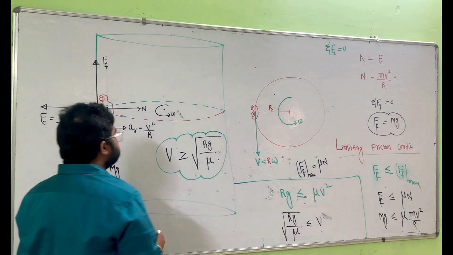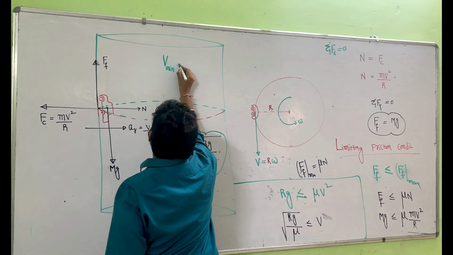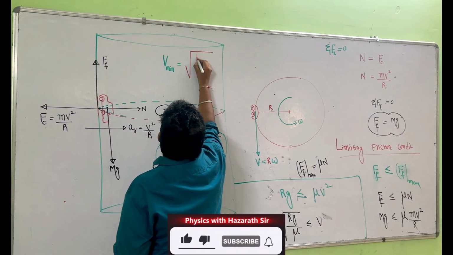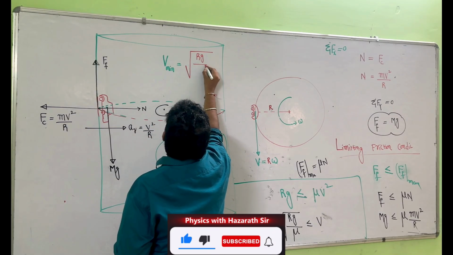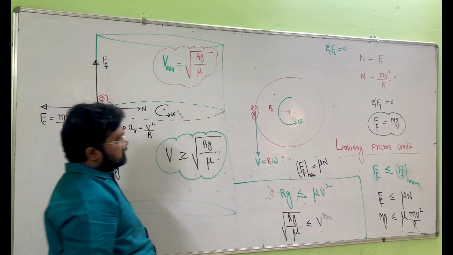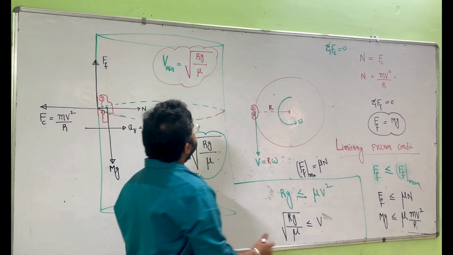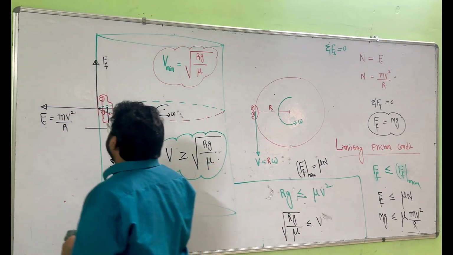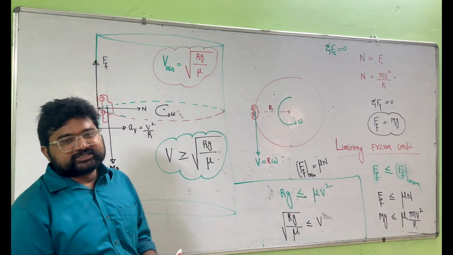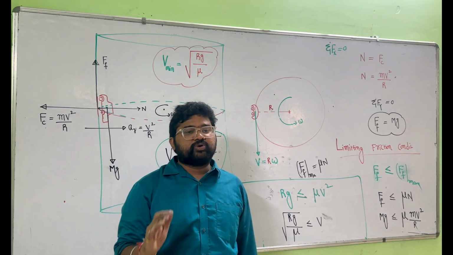Clear? What is the minimum velocity obtained here? What is the minimum velocity that has to be maintained? Square root of rg by mu. This is the minimum velocity to be maintained in order to avoid slipping. Okay? This is all about some fundamentals related to dynamics in circular motion.